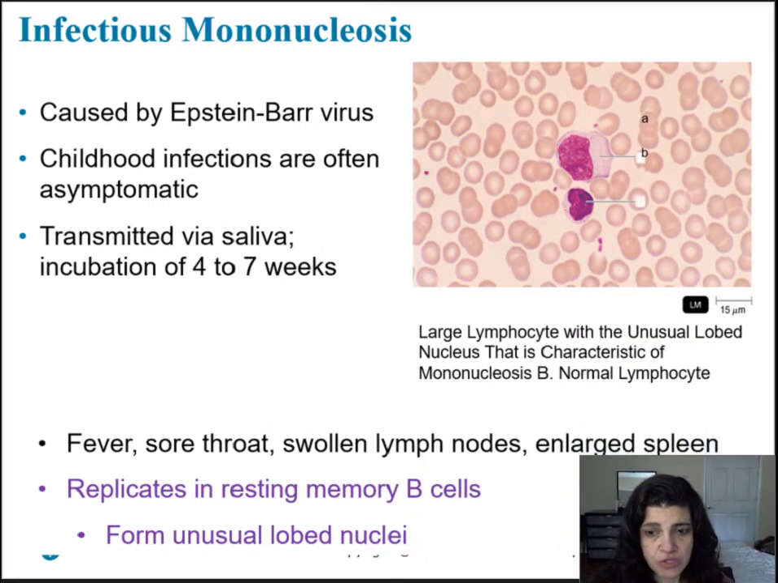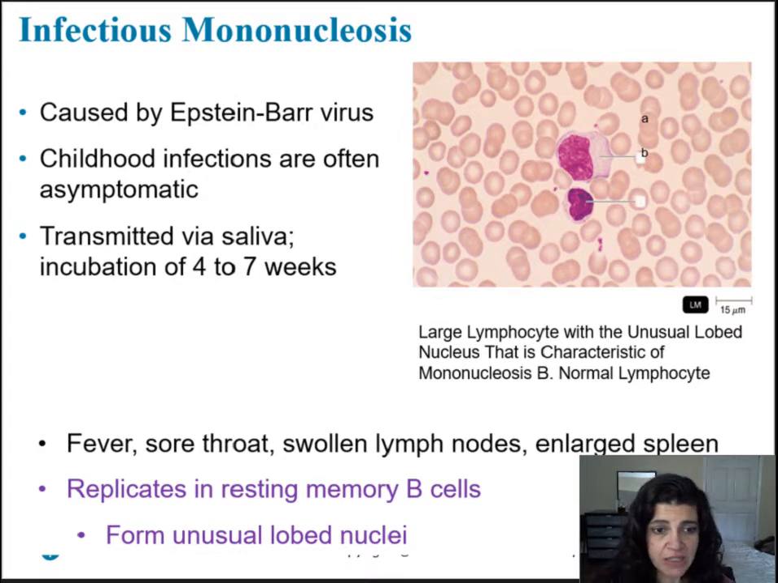Infectious mononucleosis, which is also caused by Epstein-Barr, is a childhood infection, but it's usually asymptomatic in children. So they can get it from each other through saliva, sharing toys, utensils, and toothbrushes, but they're usually asymptomatic. It's most common in teens and adults. Then you would see the symptoms.